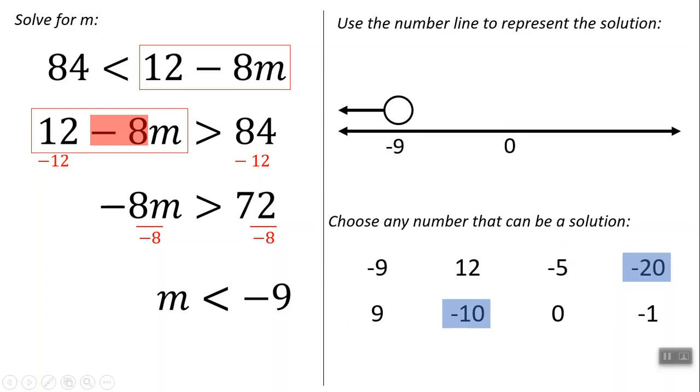So these choices, there's only 2 solutions. And if you set up 12 minus 8m, parentheses for m, and plug in the -10 and -20, you're going to get something that is larger than 84.